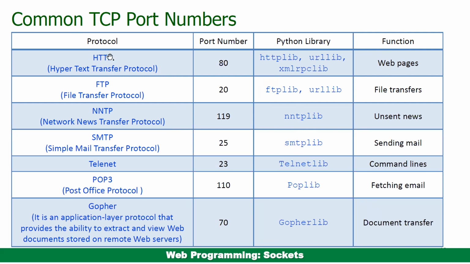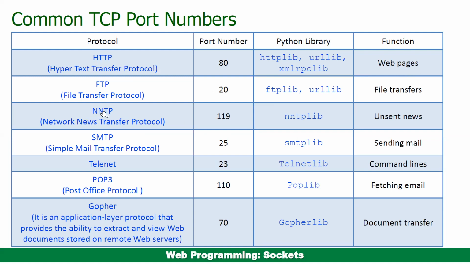The first well-known protocol is HTTP, which stands for Hypertext Transfer Protocol. Its port number is 80. The Python libraries to support the HTTP protocol are the first one httplib, then urllib, then xmlrpclib. The function is for web pages. The next protocol FTP stands for File Transfer Protocol. The port number is 20. Its supported Python libraries are ftplib, then urllib. This protocol is used for file transfers.